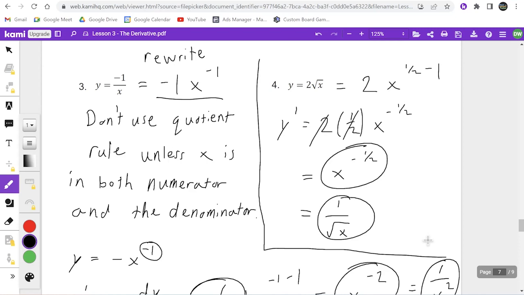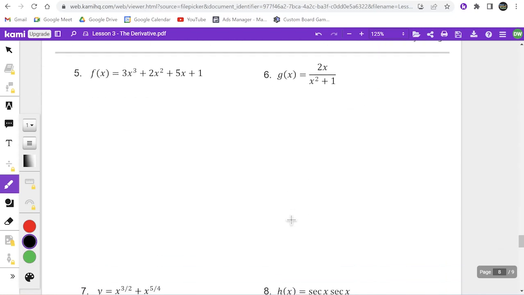Okay, good. Now let's continue with number 5. Number 5 looks like a long and complicated one. As it turns out, this is one of the easier derivatives you're going to see this year. Notice it's a lot of addition, sum rules together. We're just going to do 4 power rules in a row, basically.